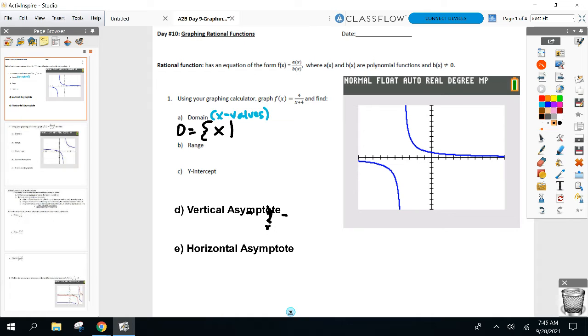X such that. Now, how do I write that it's everything except -4? You just tell me x cannot equal which number? -4. There you go. There's your domain. Everything but -4. That's what that's saying: x such that x can't equal negative 4.